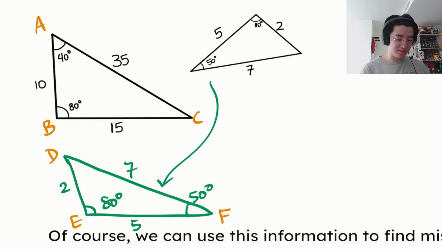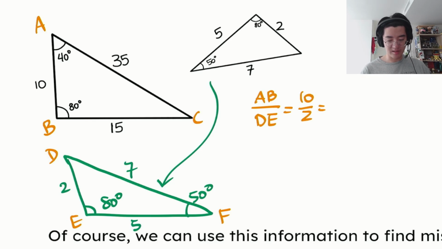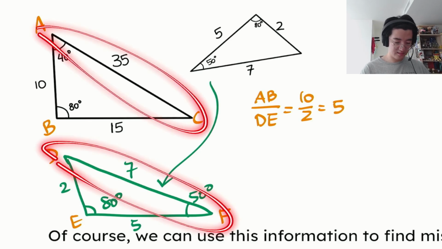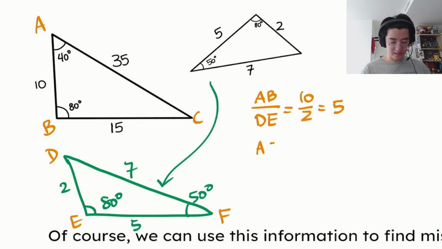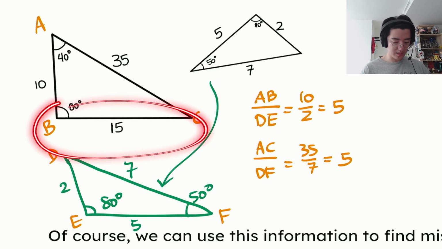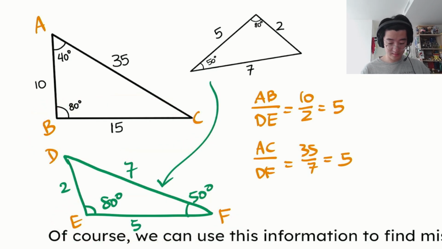Let's look at the scale for this one here. Got this line and this line here. The scale of AB over DE is 10 over 2, which is 5. Now let's check this line and this line. The line AC over DF is 35 over 7, which is also 5, so that's good. So far, so similar.